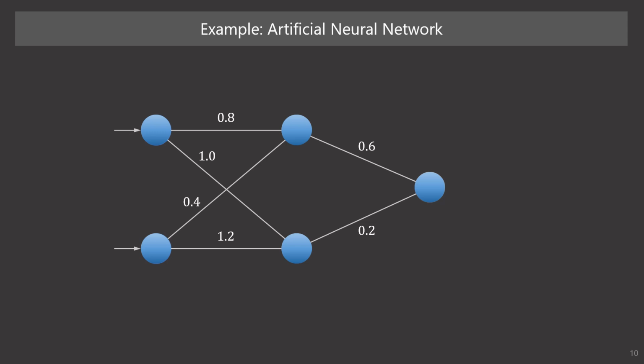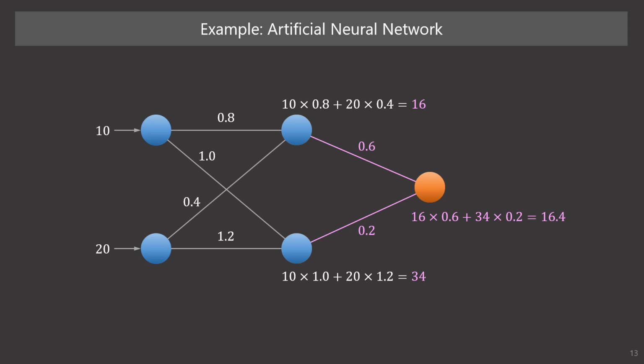Suppose each edge has these values of weights. And suppose the network receives two inputs, 10 and 20. Then, the inputs are transmitted to the next node. In this process, the inputs are multiplied with each edge's weight. Then, we sum up the products of weight and input. Those values will be the input to the hidden layer.